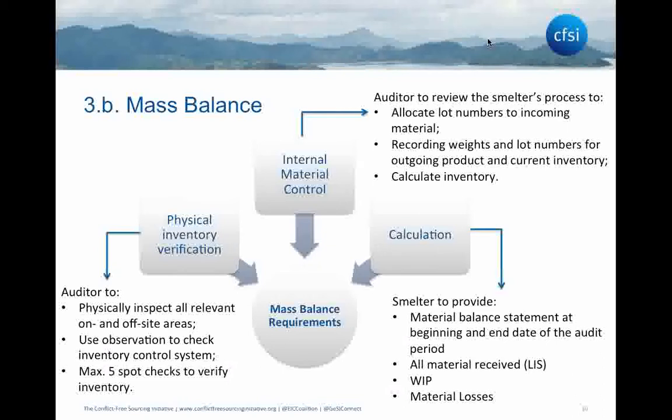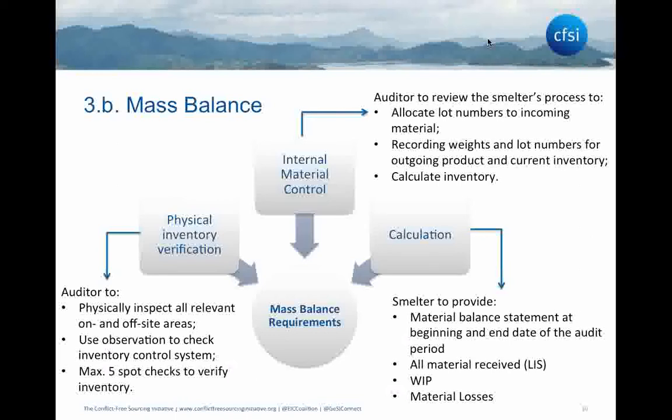In order to verify those systems, the auditor is expected to review the smelter's processes to allocate lot numbers for incoming material. This is very simple in that in the line item summary, each transaction has to have its own unique lot number. The auditor should also review the process to record weights and lot numbers for outgoing products and current inventory. This will be done during the revision of shipping records. Furthermore, the auditor should look at the smelter's processes to calculate inventory.